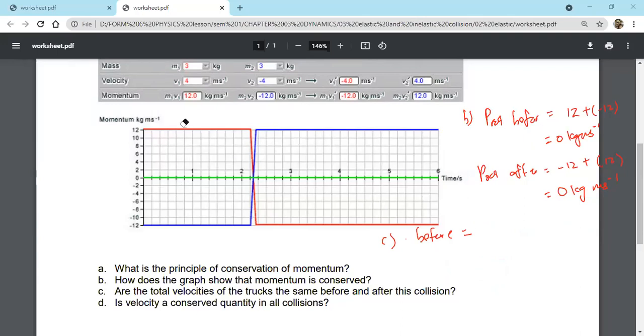Looking at the velocities, V total before is 4 plus negative 4, which equals 0 m s^-1. V total after equals negative 4 plus 4, so it is still 0 m s^-1. So the answer to C is yes.